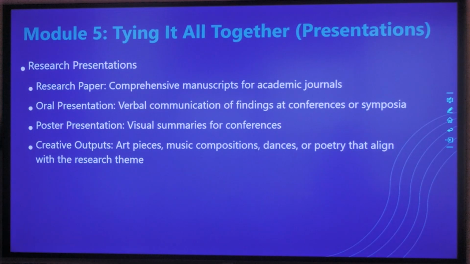And Module 5 is about bringing everything all together here. Part of the scholarly process is the presentation and communication of the results. So in this module, we look at the different types of presentations that can be used to communicate results, such as research papers, oral presentations, posters, as well as creative outputs for the arts and literature.